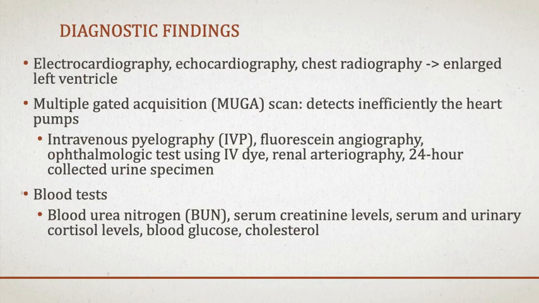So how do we go about diagnosing high blood pressure, hypertension? How do we do that other than consecutive blood pressure readings and the patient's signs and symptoms? Well, we can do electrocardiography. We can do chest x-rays because we're looking at enlarged ventricles. We can do what's called MUGA scans. We can do blood tests. We can look at that renal function, look for that elevated BUN, those elevated serum creatinine levels, serum and urinary cortisol levels. We can look at that blood glucose to see if that diabetes is under control. And we can also look at those cholesterol levels. So we've got a few tests that we can do.